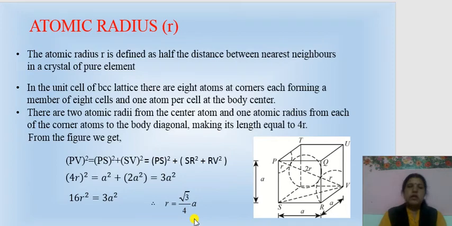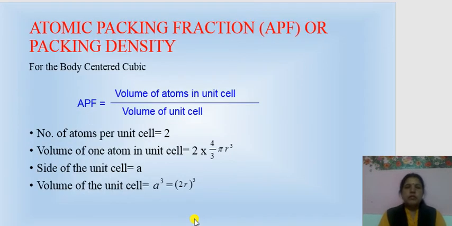Atomic packing fraction or packing density. For body centered cubic, atomic packing fraction equals volume of atoms in unit cell divided by volume of a unit cell. Number of atoms per unit cell equals 2. Volume of atoms in unit cell equals 2 into 4 by 3 pi r cube. Side of the unit cell is A and volume of the unit cell is A cube. Substituting these values, this in the numerator and this in the denominator, the atomic packing fraction will be 2 into 4 by 3 pi r cube divided by A cube.